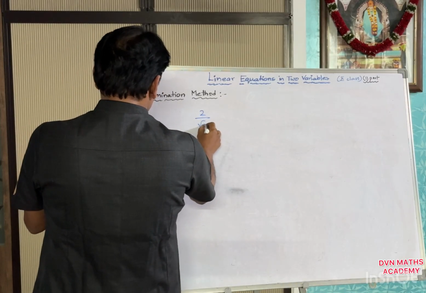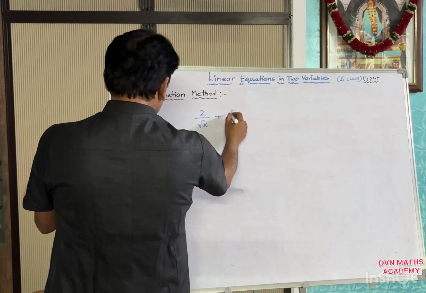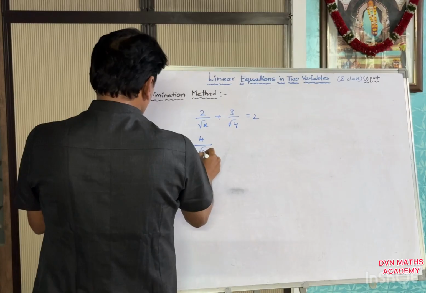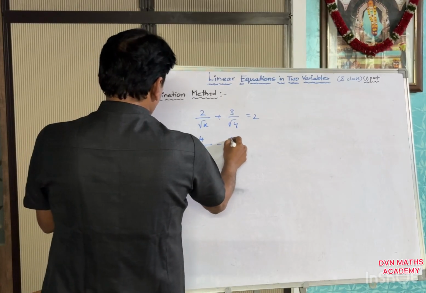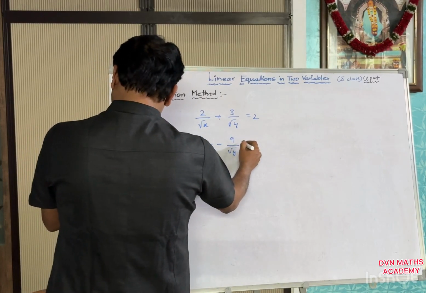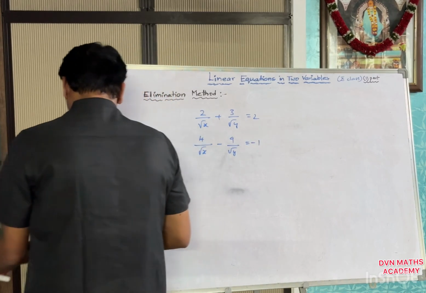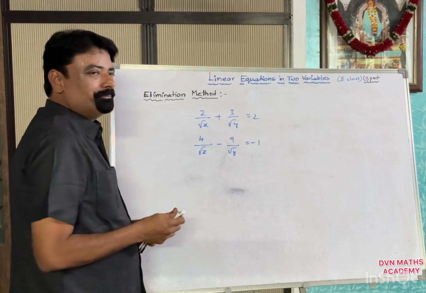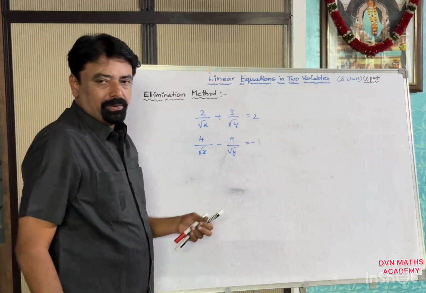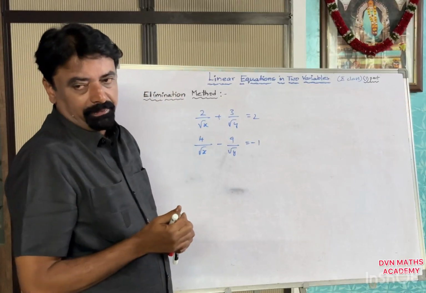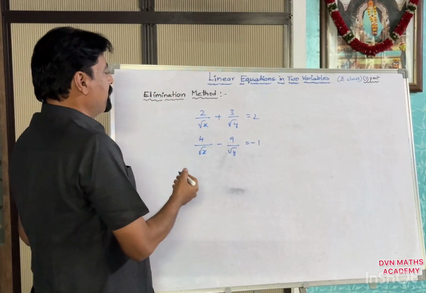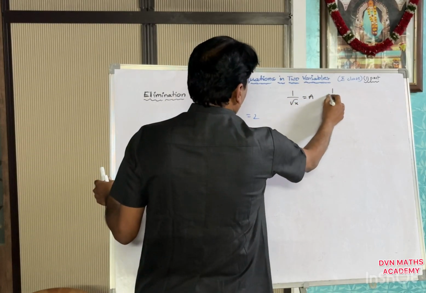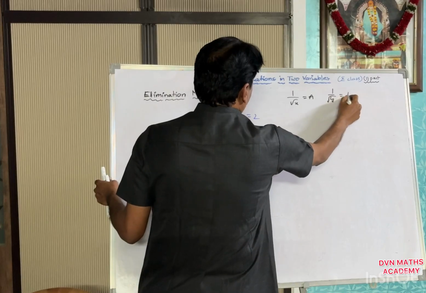2 by root x plus 3 by root y is equal to 2. 4 by root x minus 9 by root y is equal to minus 1. If you see this question, it feels somewhat complicated, but it is very easy to solve. By reducing you can solve, and without reducing you can also solve it. But here I am going to reduce it. So you take 1 by root x as a, and 1 by root y as b.